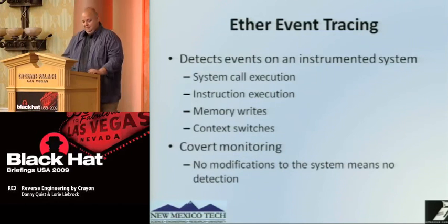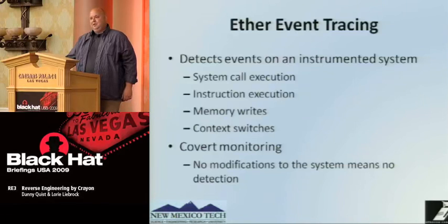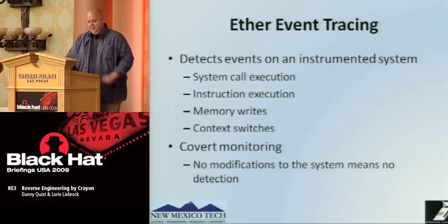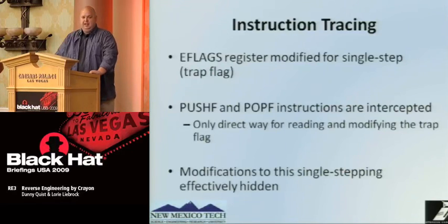And you can do it with a beer too. So Ether's event tracing system is just trying to detect any sort of events. The big first one was system call execution, to look for reads and writes on a file system and that sort of thing. Instruction execution, so as a system's running, it'd be really nice if we could watch that. Memory writes, and also context switches between processes. It's actually fairly covert. There are no modifications to the base system, which reduces the detection landscape for the entire program. That makes it a much better system for looking for any of these changes.